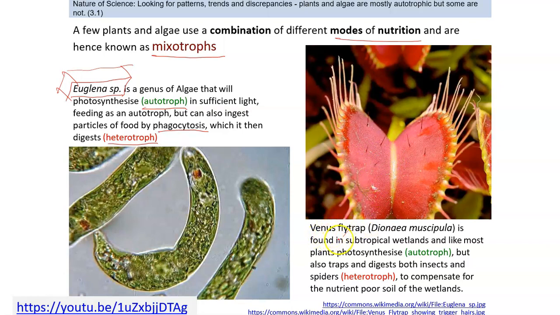this plant is called Venus flytrap, Dionaea muscipula. It is found in subtropical wetlands and is a lignose plant. It photosynthesizes, so it is an autotroph, but at the same time it traps and digests insects and spiders. In that case, it is called a heterotroph. And this is compensation for the nutrient-poor soil of the wetland.